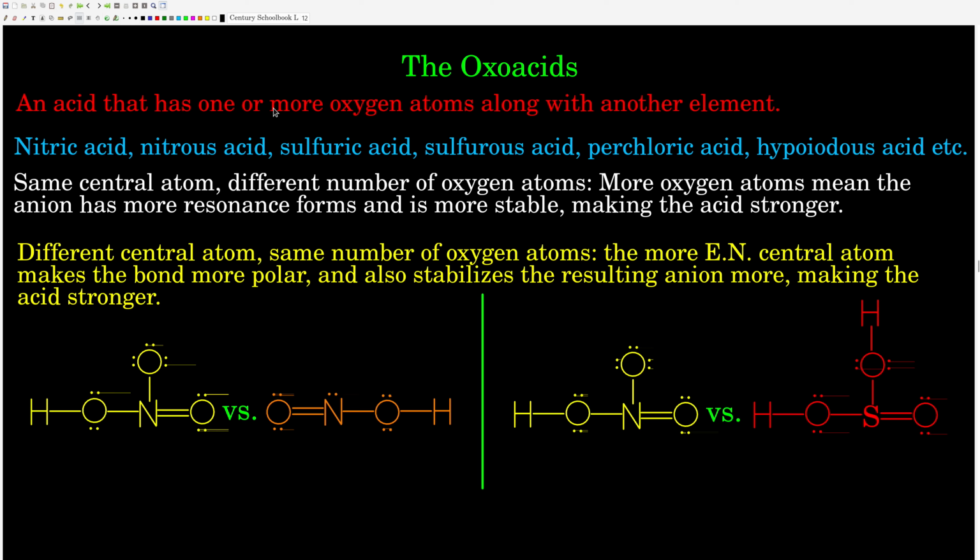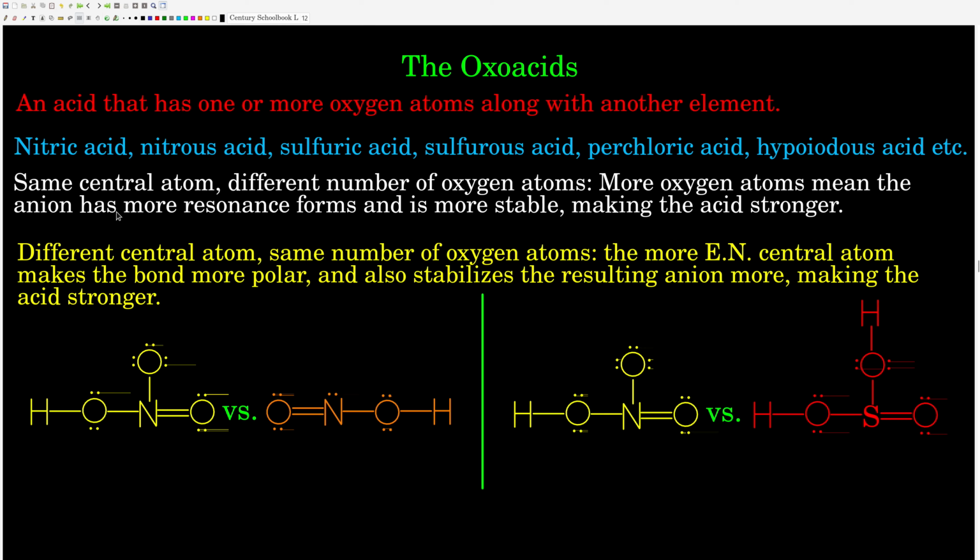So now, comparing the relative strengths of oxoacids. If we have the same central atom in two different acids with different numbers of oxygen atoms, then the more oxygen atoms there are, the stronger that acid's going to be, because the resulting anion, the conjugate base, will be more stable, because the more oxygen atoms there are, the more resonance forms there are. On the other hand, if we have the same number of oxygen atoms but different central atoms, then the compound that has the more electronegative central atom will be the stronger acid. We'll look at both of these scenarios in just a minute.